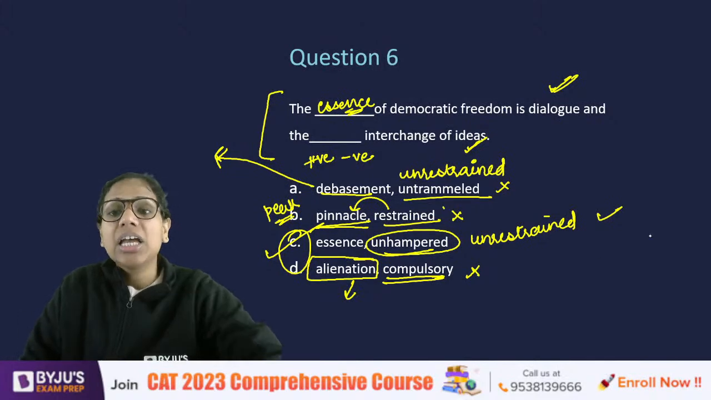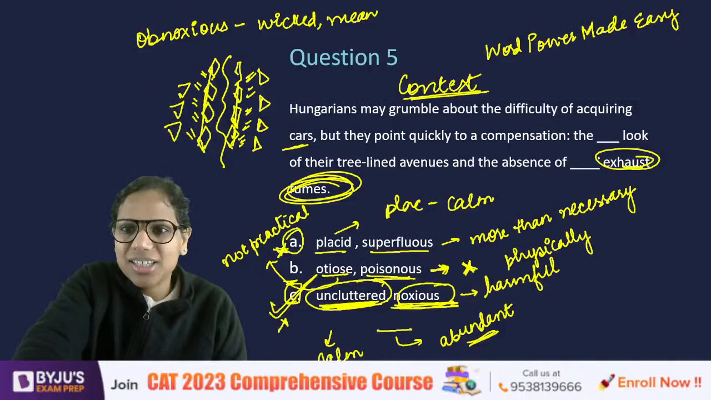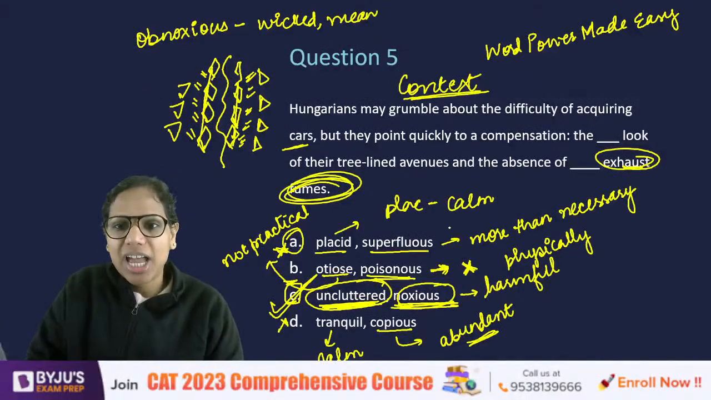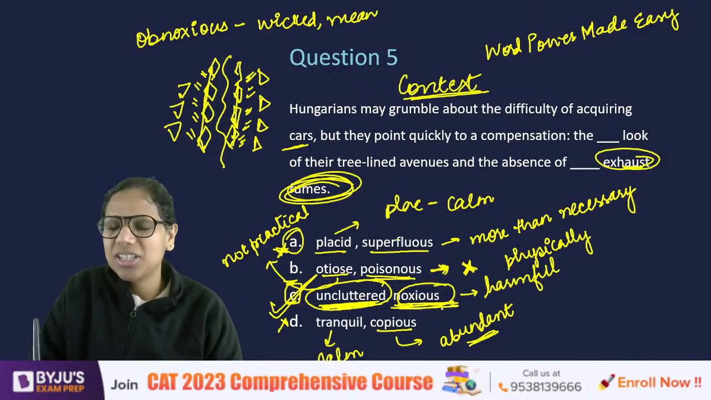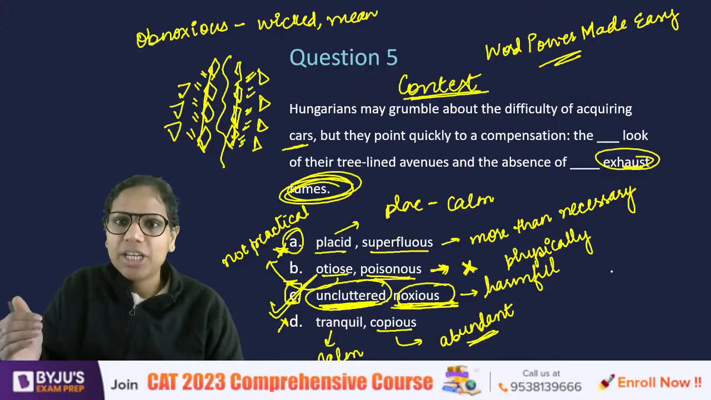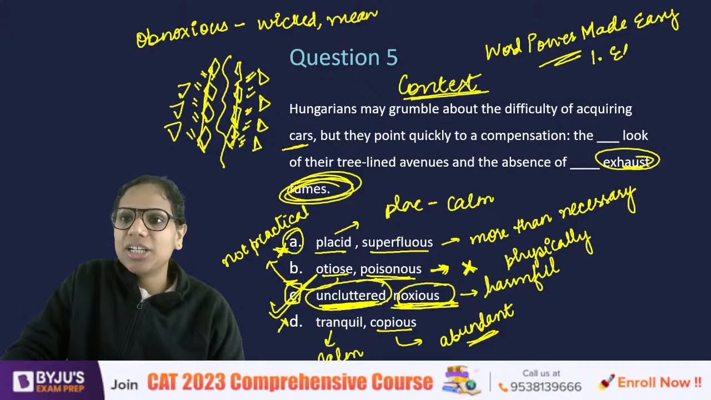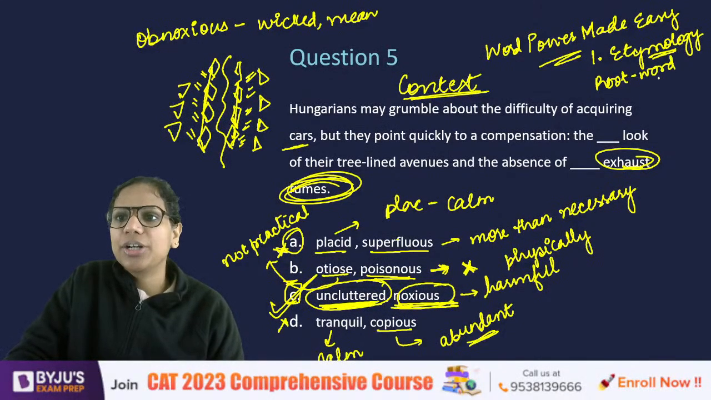So, Sai, how to be aware of these words? You asked this question, I think in this one, right? And I told you that a lot of these words, placid, superfluous, noxious, copious, they are there in Word Power Made Easy. So the best way to learn vocabulary words, one of the best techniques that I feel is etymology. So learn words through the root word technique, and there are vocabulary books there to help you.